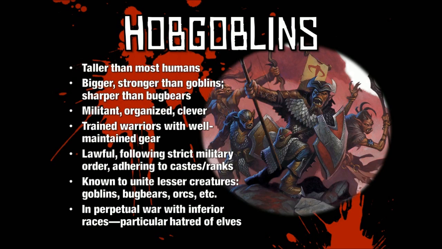So they are lawful, and they sort of adhere to a strict military order with ranks and everything. So you will have hobgoblin officers and hobgoblin generals. They have a very much an army mentality. Because of this, they are known to unite the lesser creatures such as goblins, bugbears, and orcs. And it's interesting to note about hobgoblins that they do sort of consider everything else to be inferior to them. In their eyes, hobgoblins are the ultimate race. They are the only creatures worth mentioning, really.